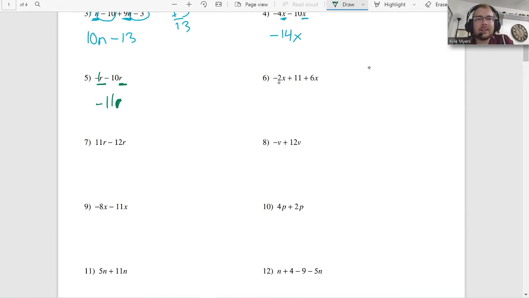Okay, x. Well, 11 does not have an x on it, but 6 does. 6 does have an x on it, so I can put those two together because they both have x. Step 1, do they have the same letters?